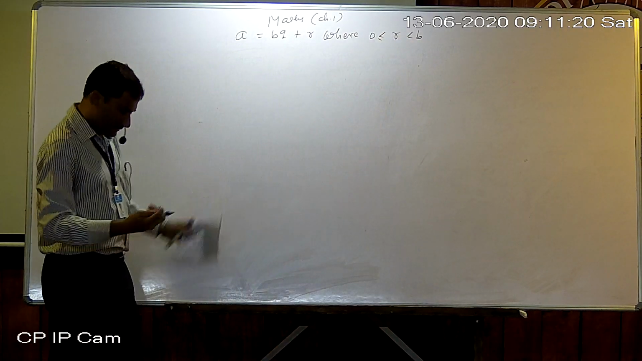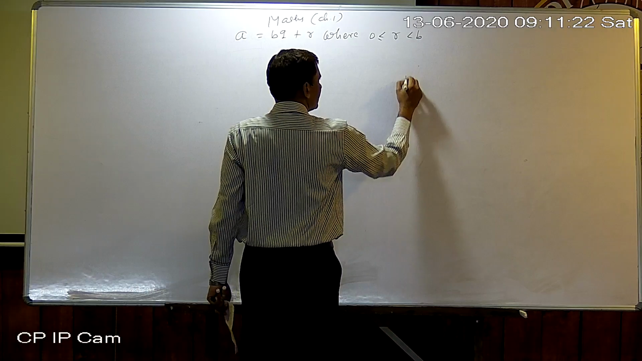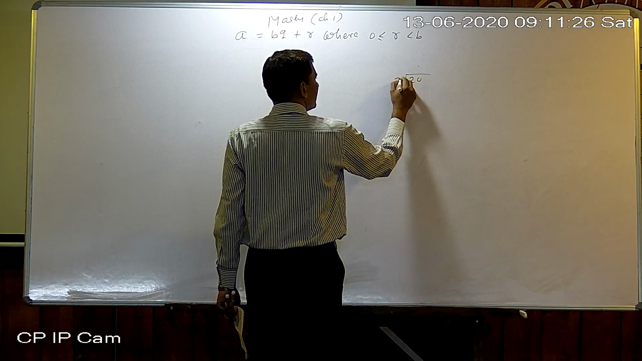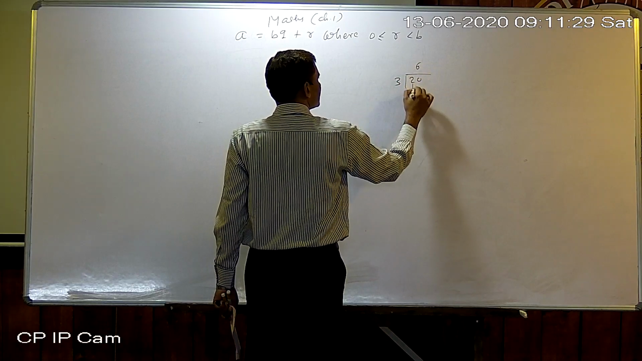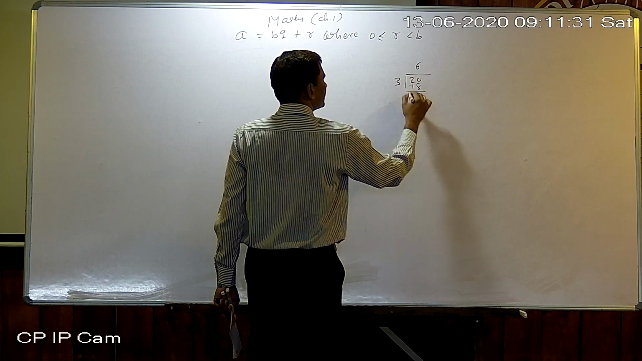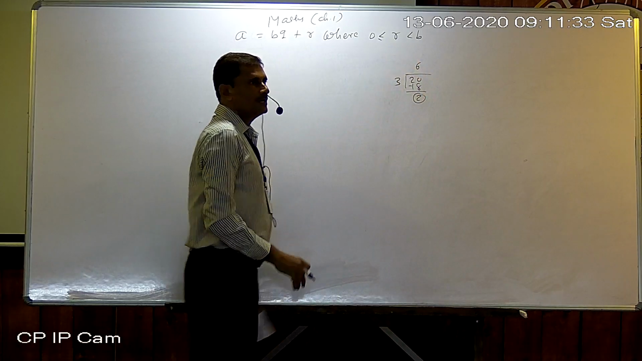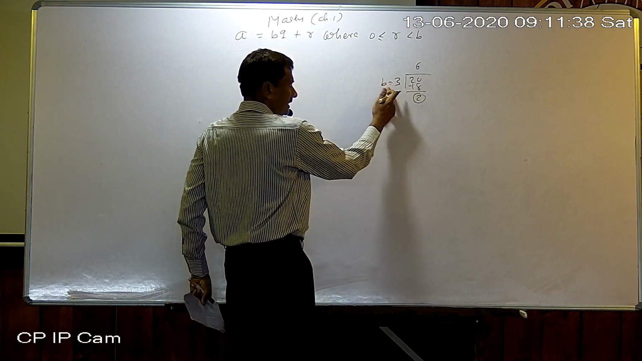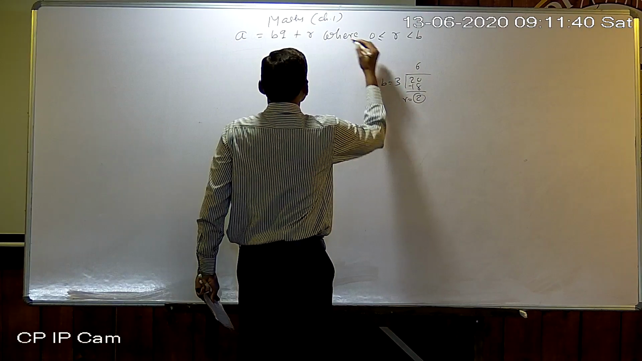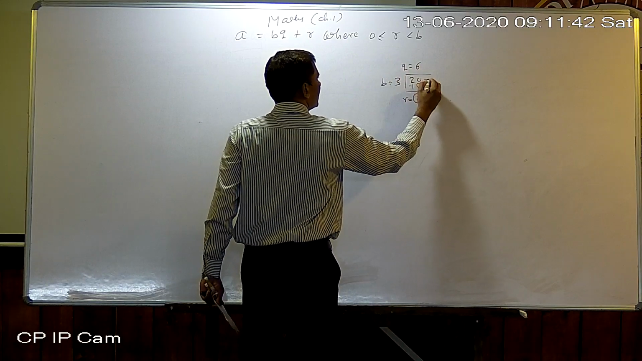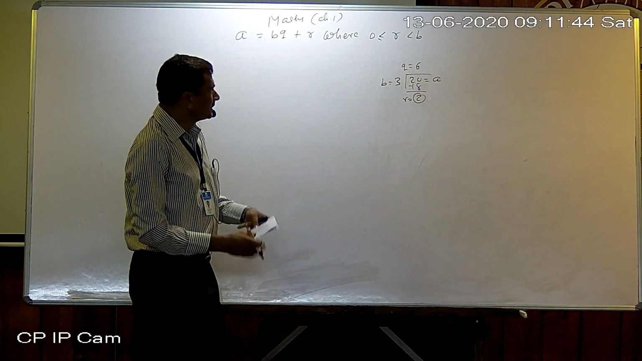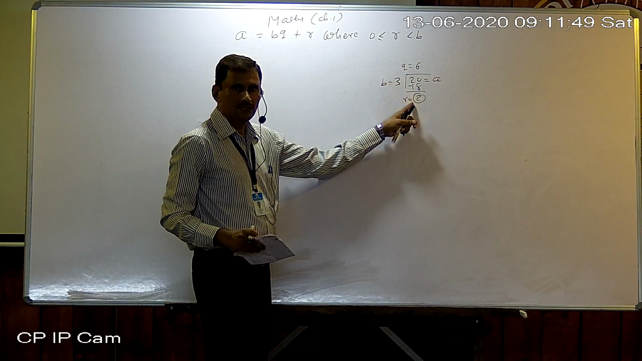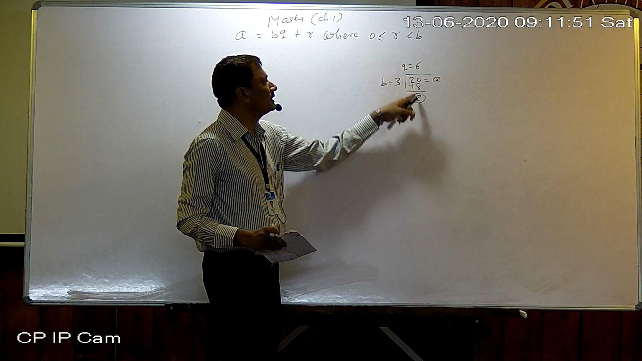Okay, I give you one example. Suppose any number, suppose 20. 20 is being divided by 3, then 3 6s are 18. So 2 is the remainder, R is 2. So it is less than B. B is 3, R equals 2. Q equals 6, and this is A. So the remainder will always be less than B and greater than or equal to 0.